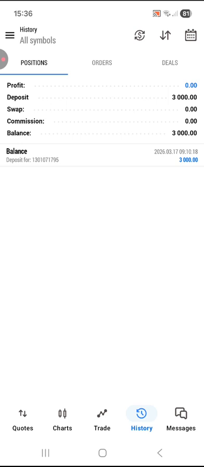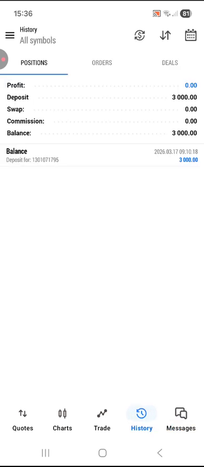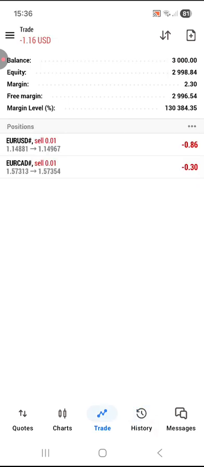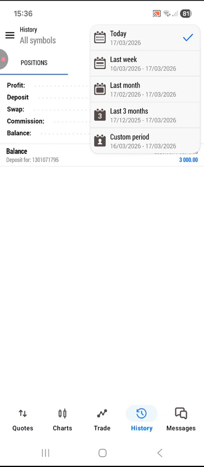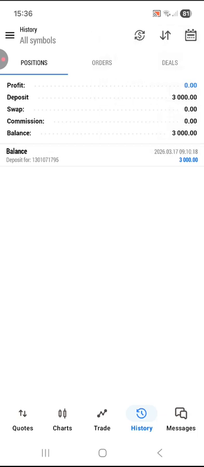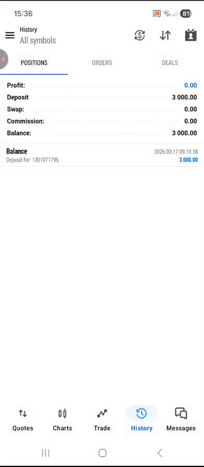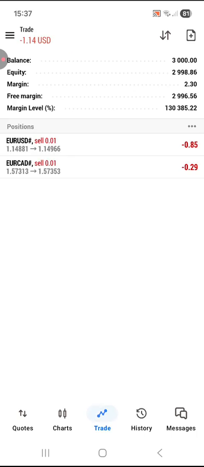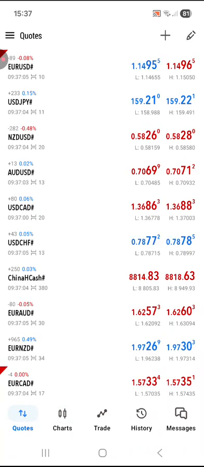That's the history tab. I don't use this messages tab. I only use these tabs. But we can see our profits in the history here for today, the last week, a custom period. Maybe you just want to do 4 days here. Okay, these are our profits in the last 4 days. But that's just going through the app, getting used to our demo account here, okay?